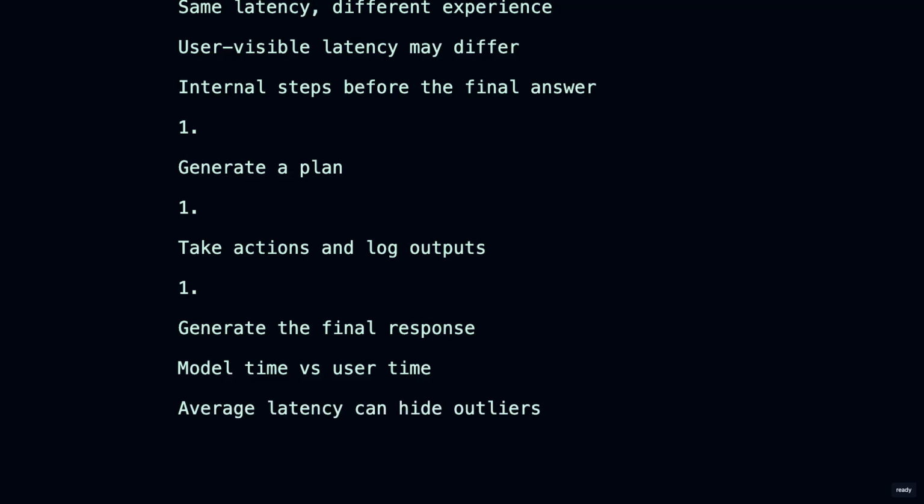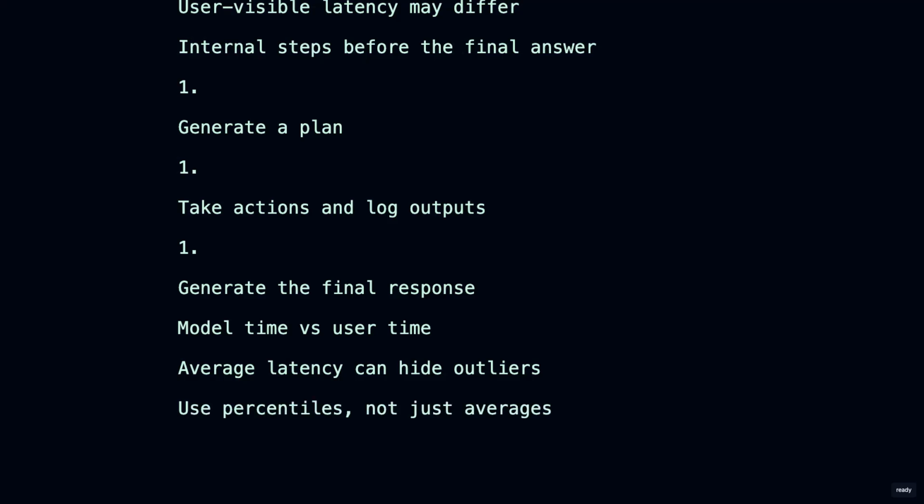Averages can be misleading because one slow request can distort the whole picture. If a single request takes a second while the rest are fast, you need to investigate the cause instead of trusting the mean. Percentiles are much more useful for latency analysis. P50 tells you the median experience, while P90, P95, and P99 reveal whether a small fraction of requests is getting much slower.